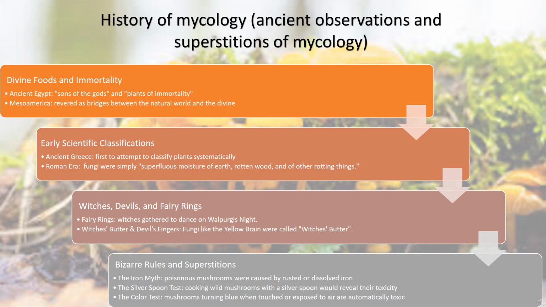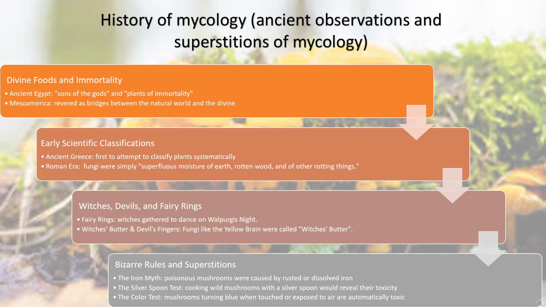In Mesoamerica, indigenous cultures, such as the Aztecs, referred to psychoactive mushrooms, like psilocybe, as teonanacatl, which translates to flesh of the gods. They were revered as bridges between the natural world and the divine, used by shamans to communicate with the spiritual realm.